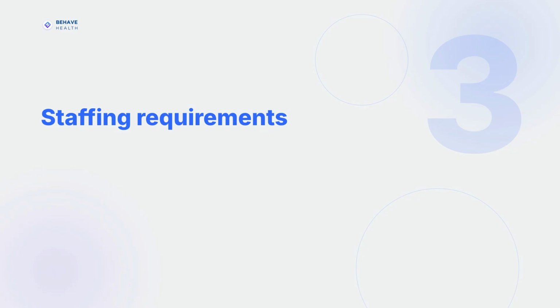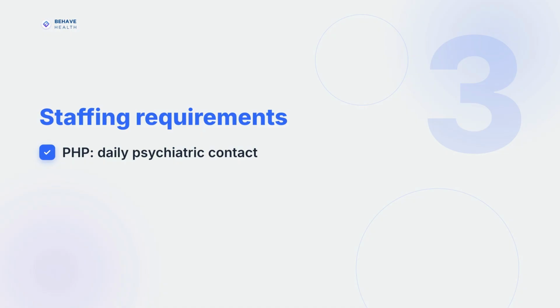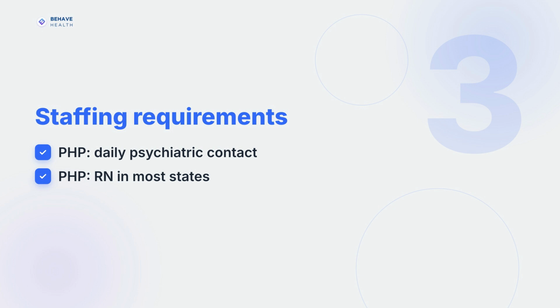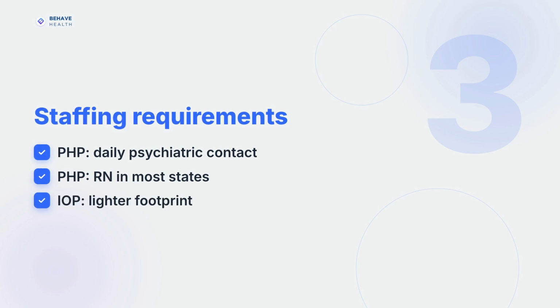Dimension 3, staffing. Most payers require daily or near-daily psychiatric contact in PHP, and they scrutinize it heavily in utilization review. A registered nurse is required for PHP in most states and by most payers. IOP carries a lighter staffing footprint, a prescriber available but not daily, with monthly medication management typical.